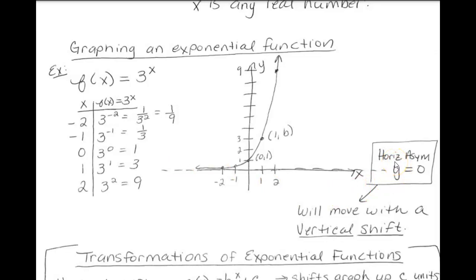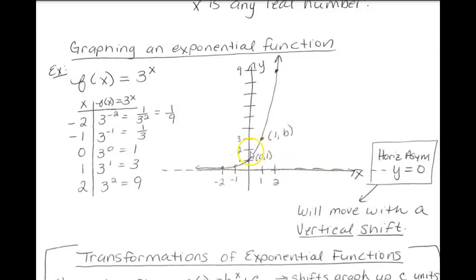So exponential functions have a horizontal asymptote, and if it's just the base raised to the power x, that horizontal asymptote is going to be the line y equals 0, or the x-axis. This line will move when we apply transformations, and it's going to move with any vertical shift. So when I have to shift my graph up or down, that's going to affect the location of that asymptote. It's going to move up or down the same number of units.